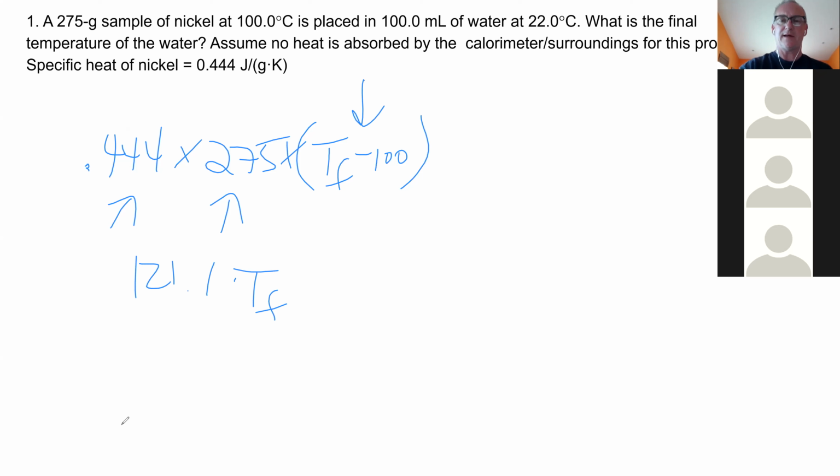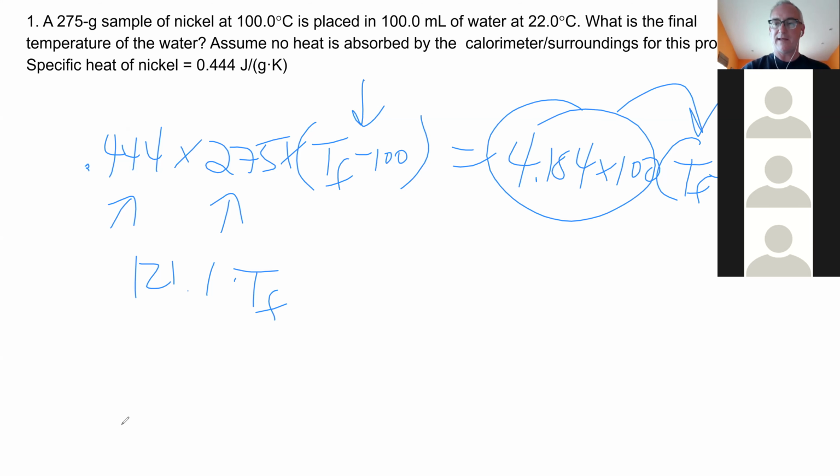Then the same thing on the other side, but the other side is water. So there's our specific heat of water, and then there's our mass. And then we multiply that by the change in temperature. And this time it's TF minus 22. So just like when you're doing algebra, you multiply everything on this side by everything on that side. And there's two things inside the bracket, so we need to multiply that by both of them.